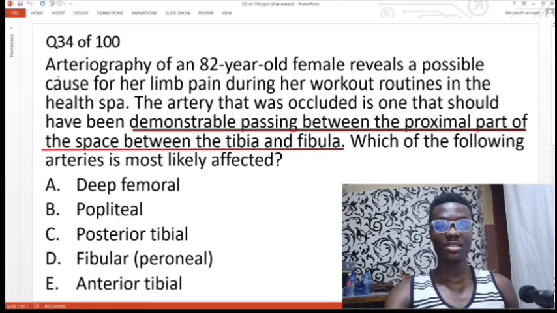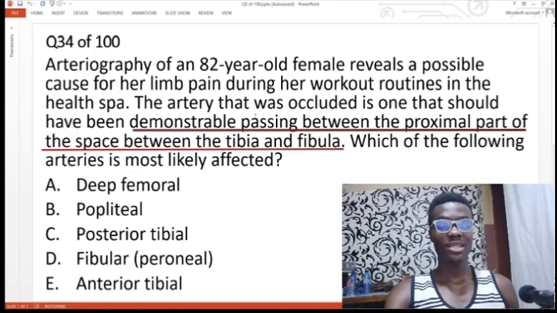The question says: arteriography of an 82-year-old female reveals a possible cause for limb pain during her workout routines in the health spa. The artery that was occluded is one that should have been demonstrable, passing between the proximal part of the space between the tibia and the fibula. Which of the following arteries is most likely affected? The deep femoral artery, popliteal artery, posterior tibial artery, fibular or peroneal artery, and the anterior tibial artery.